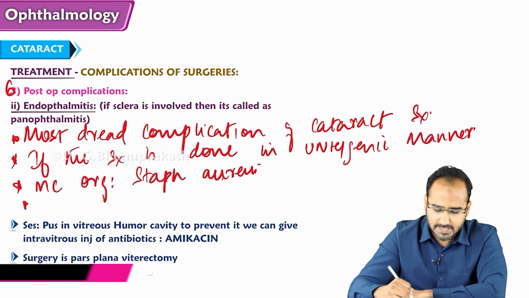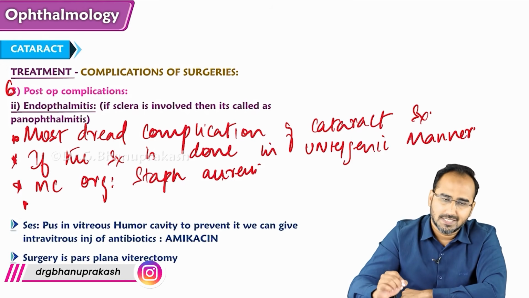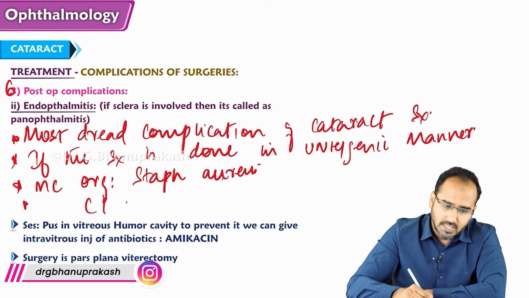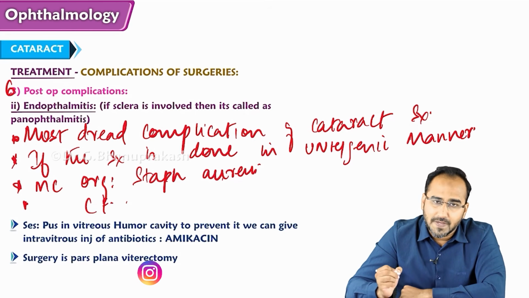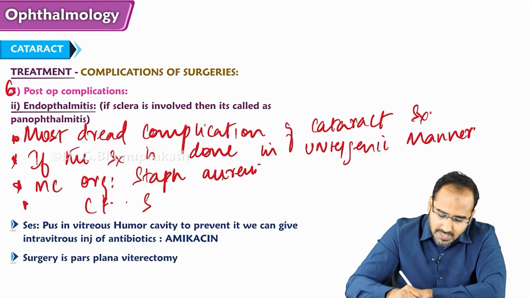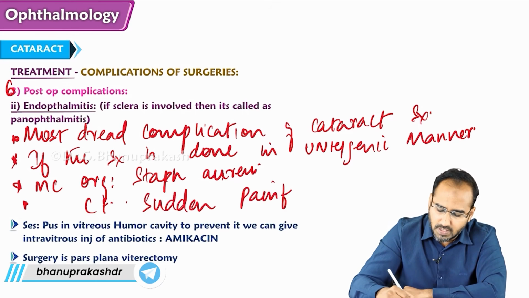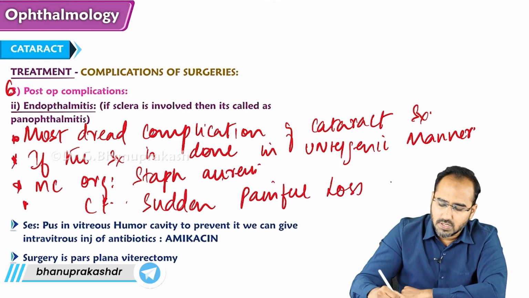So, the most common, we'll start from here. The most common organism over here is Staph aureus. Staph aureus is the most common causative organism. What is the clinical feature, guys? The patient complains of sudden painful loss of vision.